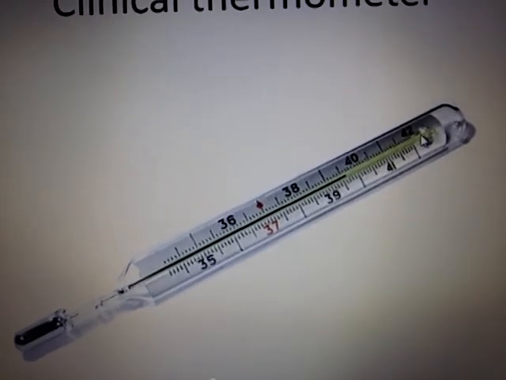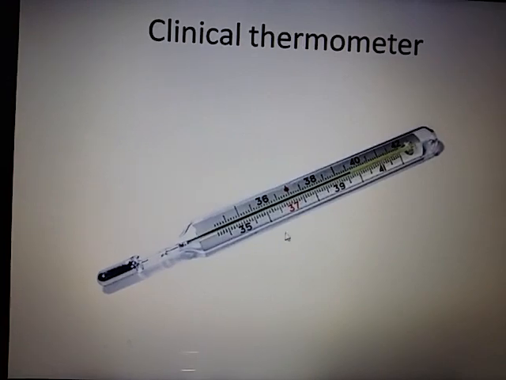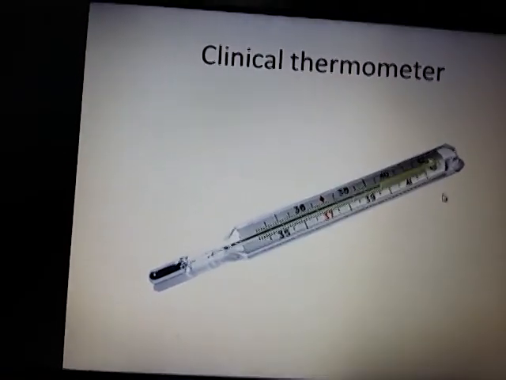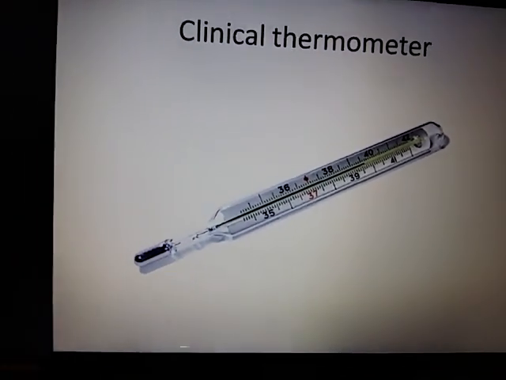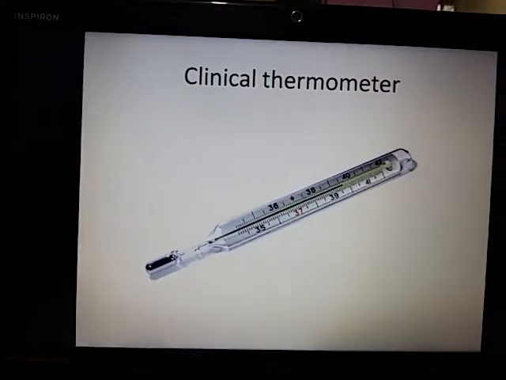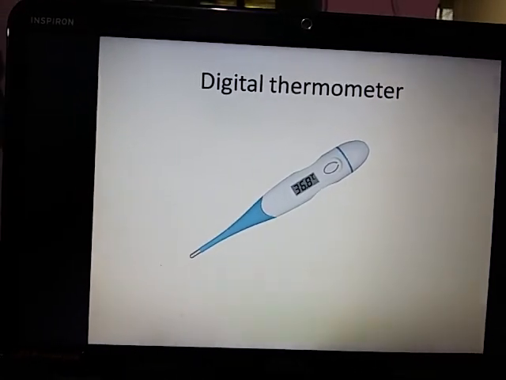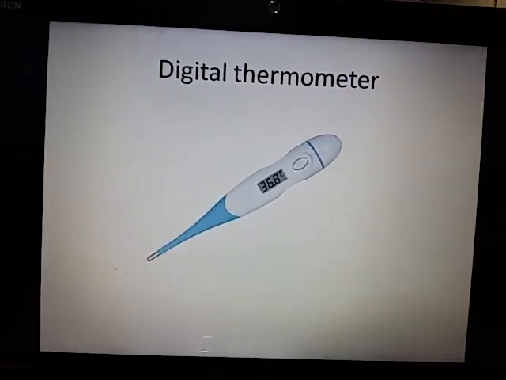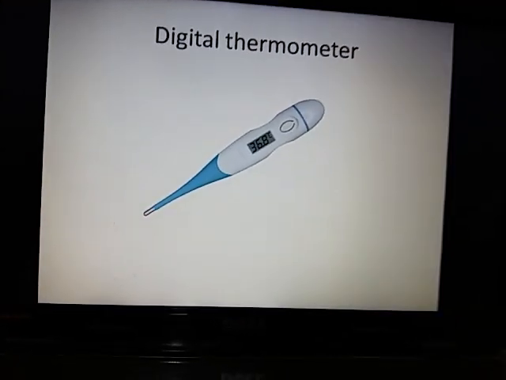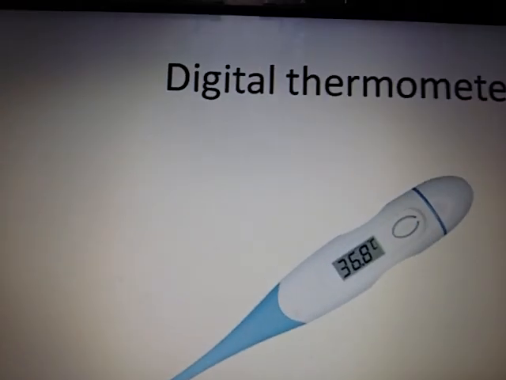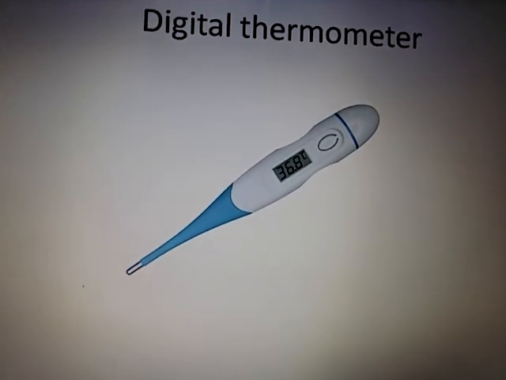Okay, so the range of this thermometer is from 35 to 42 degree Celsius. Degree Celsius is the unit of temperature. Nowadays these types of thermometers are also available, which are called digital thermometers. They give you a digital reading of temperature of your body.